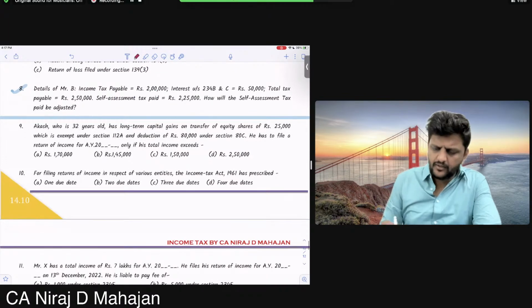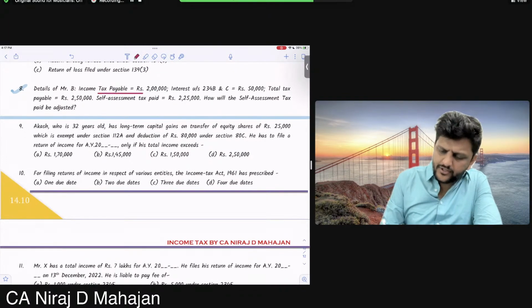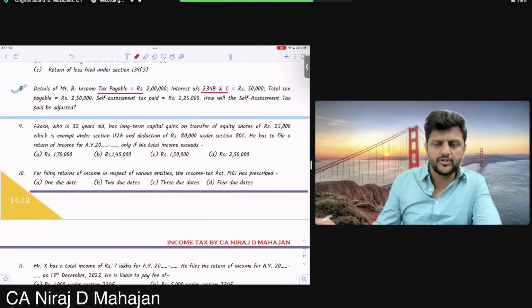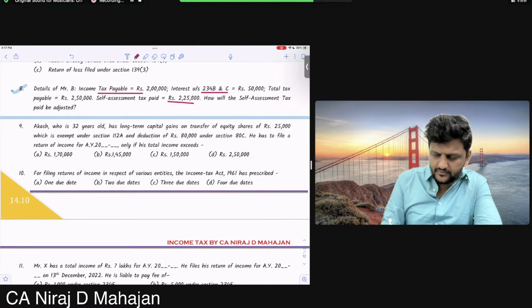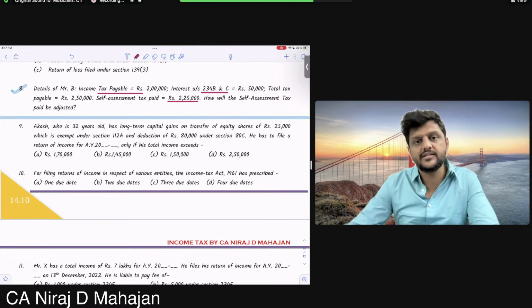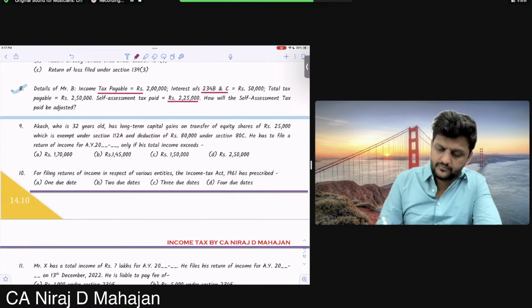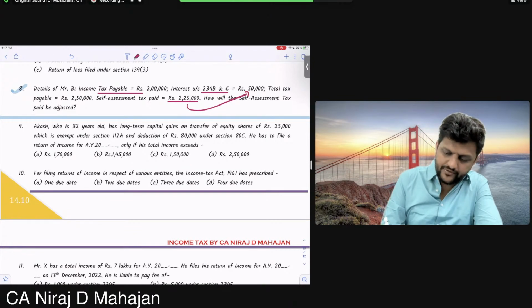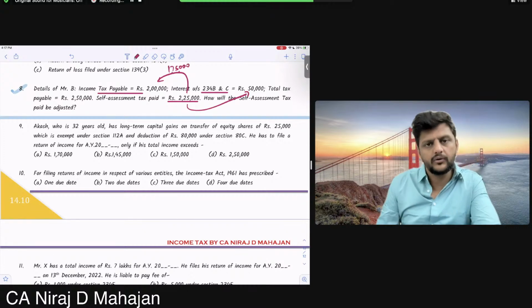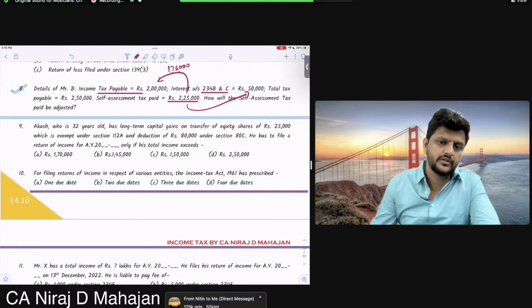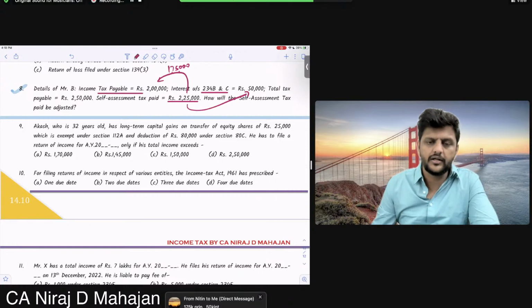Details of Mr. B. Tax payable 2 lakhs. Interest under section 234B and C 50,000. So therefore obviously total tax payable 2,50,000. Advance tax paid 2,25,000. Okay, how will the advance tax be adjusted? Out of that, first it will go to the 50,000 over here. How much remains? 1,75,000. Correct? And 1,75,000 will be adjusted against the original tax amount. So original tax amount payable is still how much? 25,000. Yes or no?